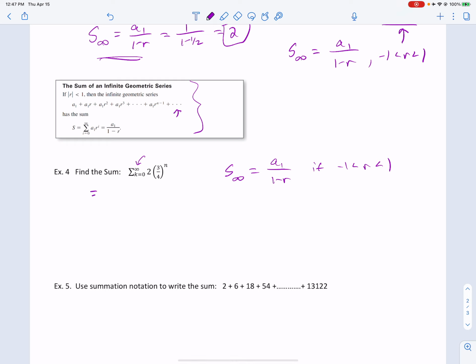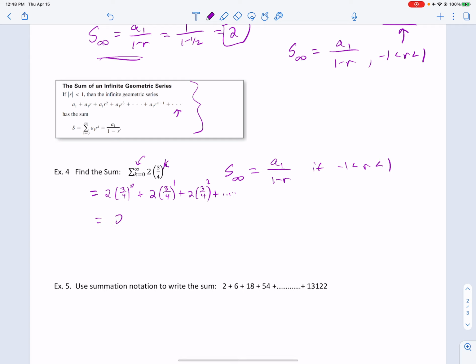So I still need to look at this and write out a few terms. Again, this shouldn't be an n, it should just be k to match the index of summation. But in this case, we're starting with k is 0. So I get 2 times 3/4 to the 0th, and then I'm going to increment by 1, so 2 times 3/4 to the 1st, 2 times 3/4 squared, but it's going to infinity, so it doesn't end.